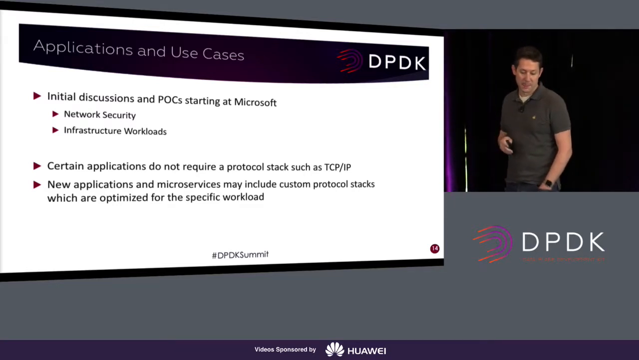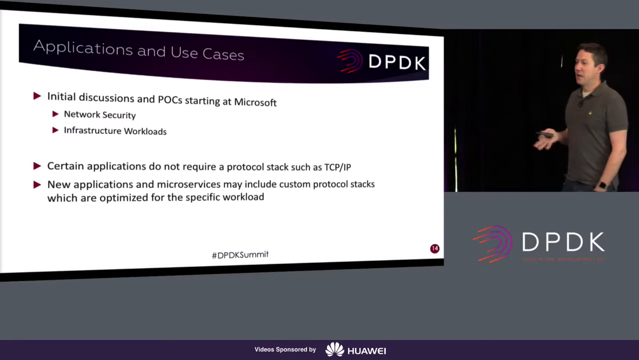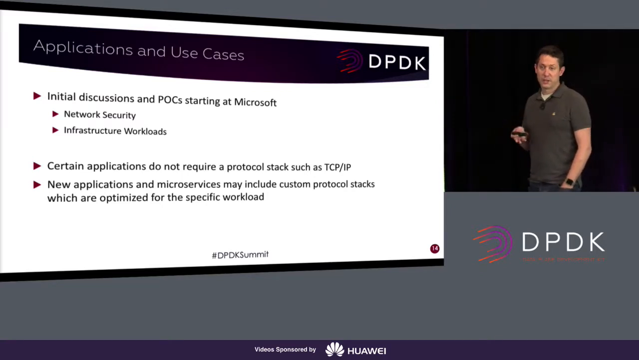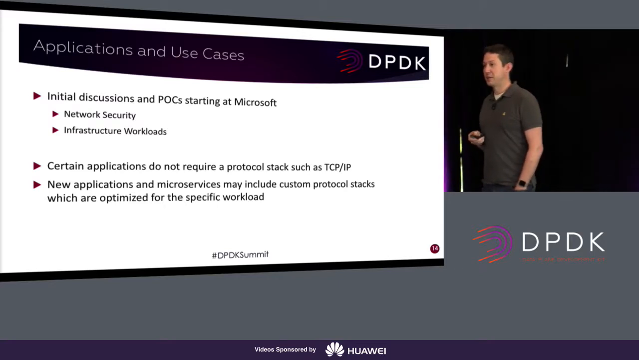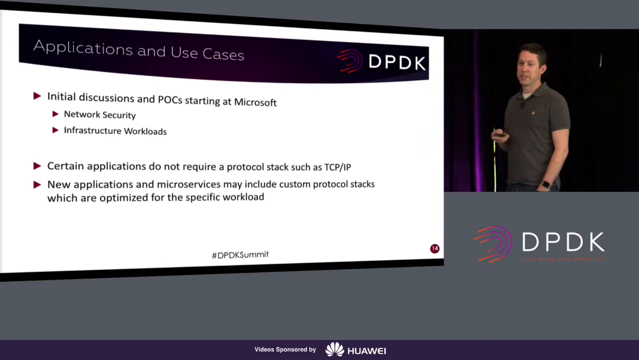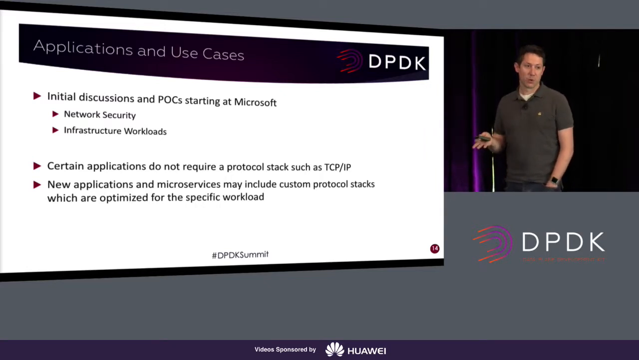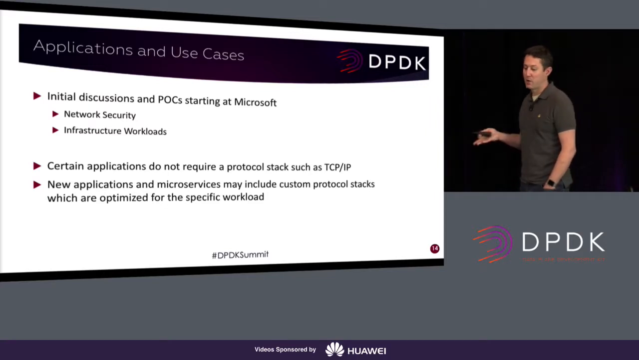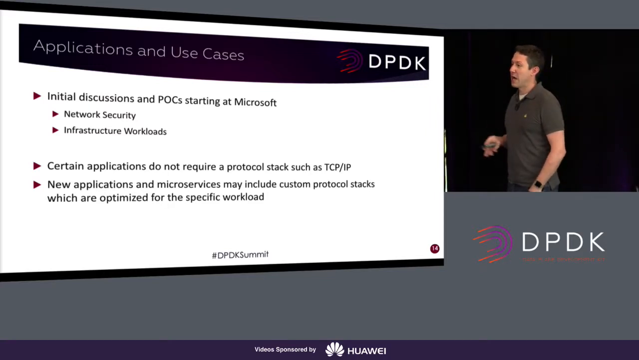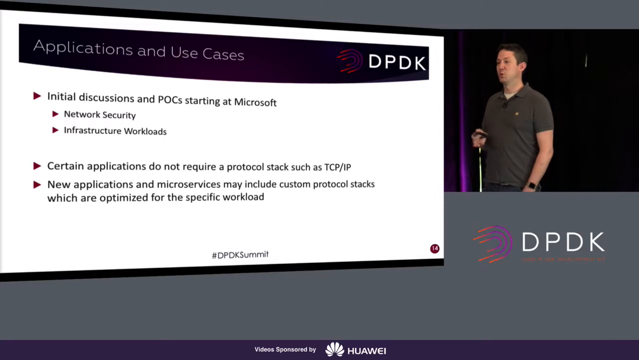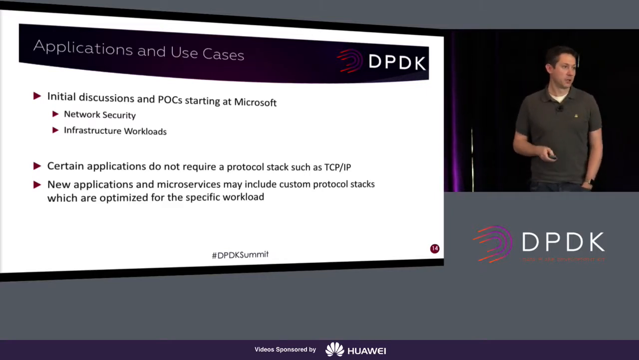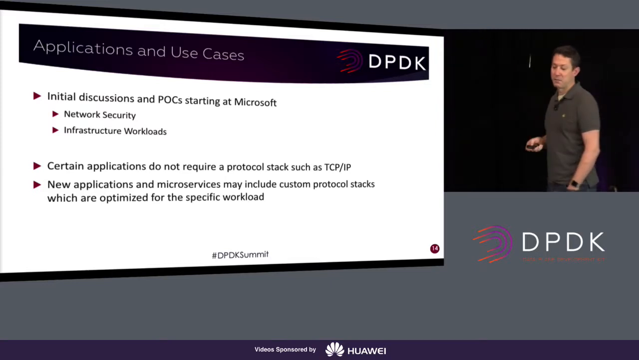There are additional classes of applications, I think, that would be of interest to run, that would take advantage of DPDK on Windows. Certain applications themselves don't really require a full TCP/IP stack. Anything doing forwarding or a lot of the NFV appliances don't really require that. There are also newer applications, potentially microservices, that will bring their own custom protocol stack into user space itself. And so those are the ones we're really wanting to capitalize on.